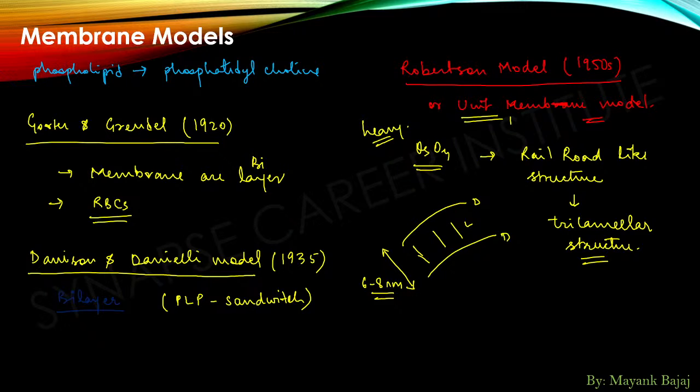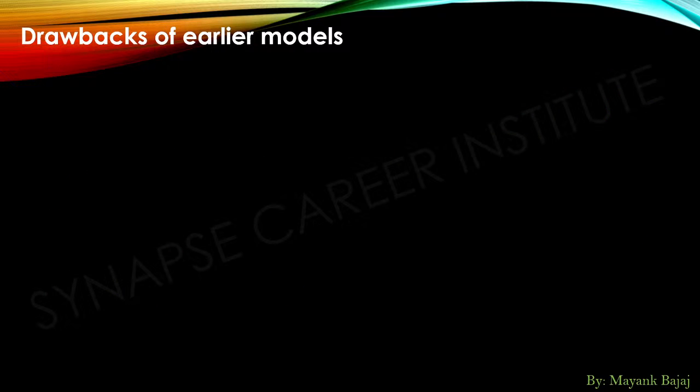Yeah. So after that, what happens? Drawbacks of the earlier model. In 1950, right? What happened? In 1950, इलेक्ट्रॉन माइक्रोस्कोप की डिस्कवरी हुई, राइट? और ये सारा का सारा जो भी पुराने मॉडल्स थे वो सब खत्म हो गए, राइट? Because of the disadvantages that were being identified, right? The drawbacks were identified because of the electron microscope discovery.